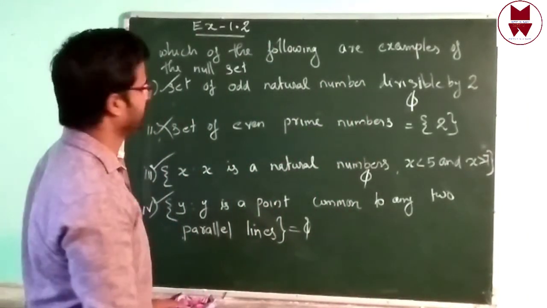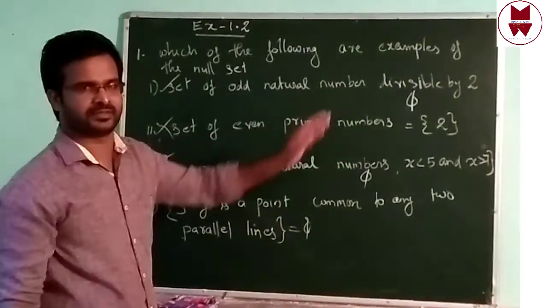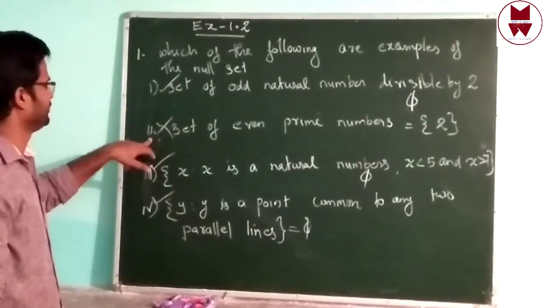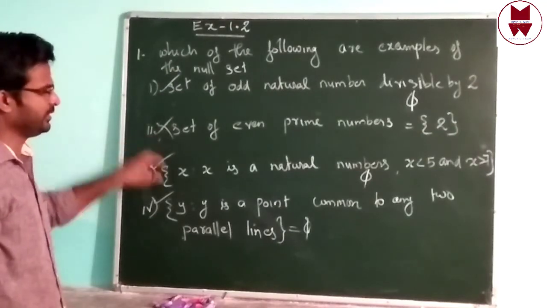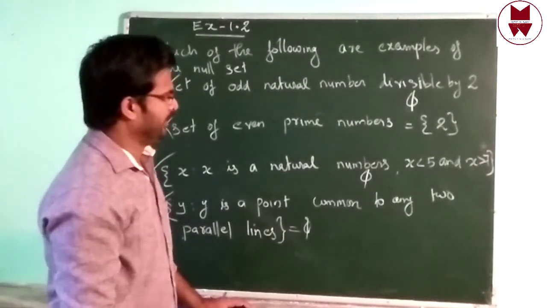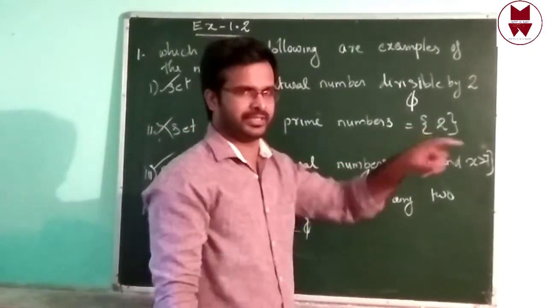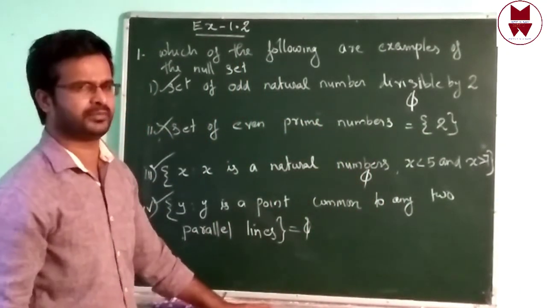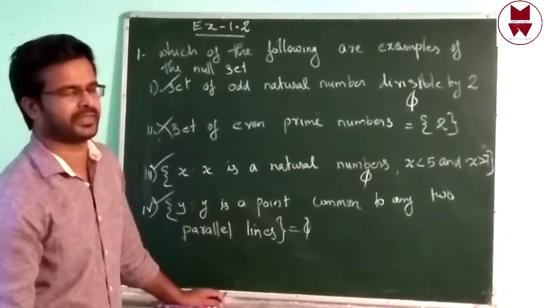Then again check it. Roman number 1 is an example for an empty set. Roman number 2 is not an empty set because 2 is there, one element is there. Then 3 is an empty set. Then 4 also is an empty set.